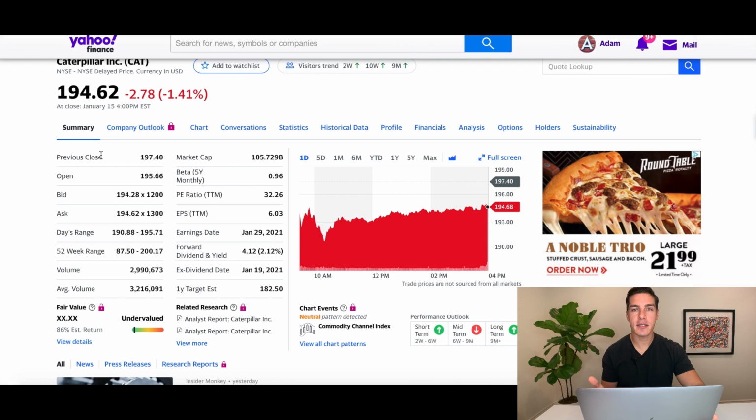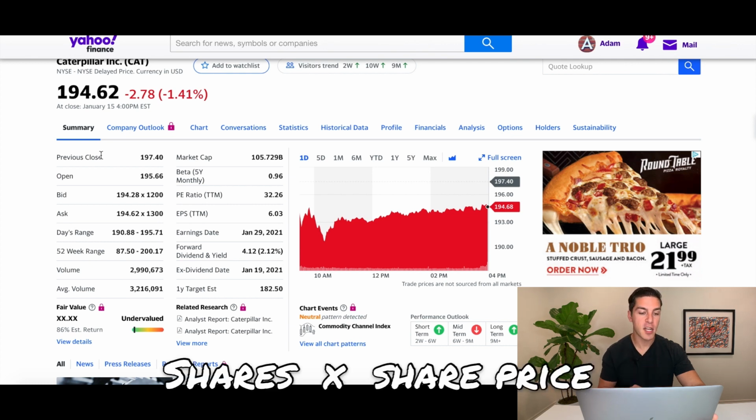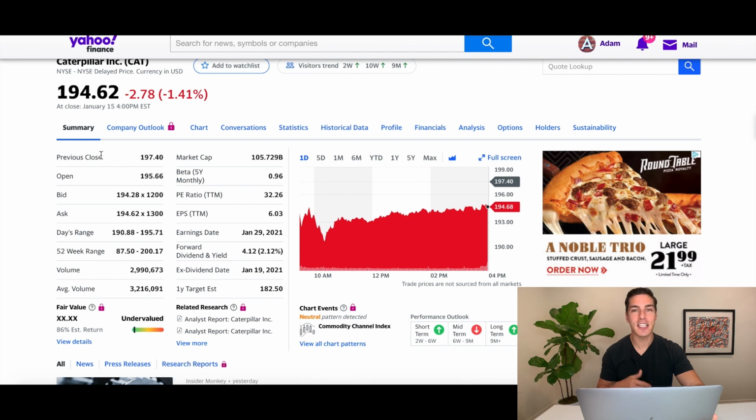On the top in the next column, you're going to see market cap or market capitalization. This is a value of the company, and what it does is it takes the amount of shares and then multiplies it by the price per share, and that gives you an estimated company value. So in the case of Caterpillar, the company is worth right around $105.7 billion. It's pretty impressive. It's one of the larger companies here in the United States.